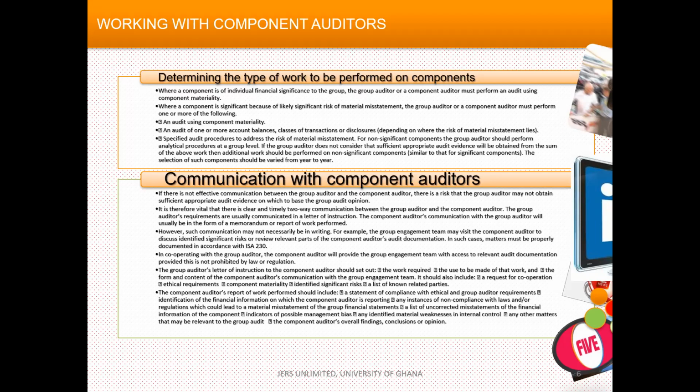Now, the component auditor's report of work performed should include the following. After the component auditor has done their side of the work, their report should include things like compliance with ethical requirements, identification of the financial information on which the component auditor is reporting, any instances of non-compliance with laws and regulations, a list of uncorrected misstatements. And the component auditor also needs to identify what the overall conclusions were.